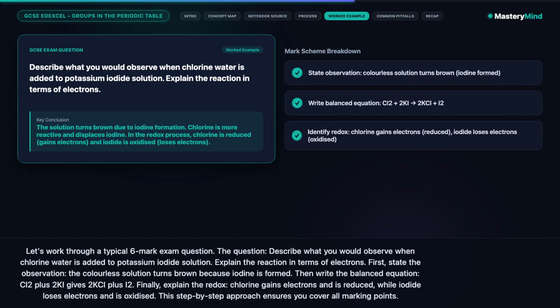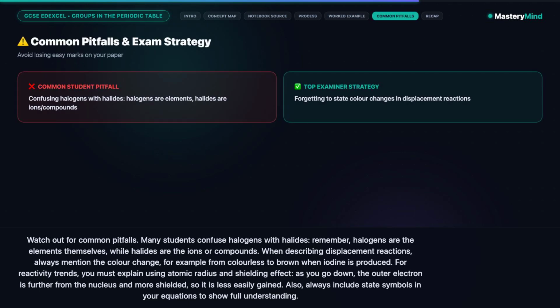The question: describe what you would observe when chlorine water is added to potassium iodide solution. Explain the reaction in terms of electrons. First, state the observation. The colorless solution turns brown because iodine is formed. Then write the balanced equation, Cl2 + 2KI gives 2KCl + I2. Finally, explain the redox. Chlorine gains electrons and is reduced, while iodide loses electrons and is oxidized. This step-by-step approach ensures you cover all marking points.